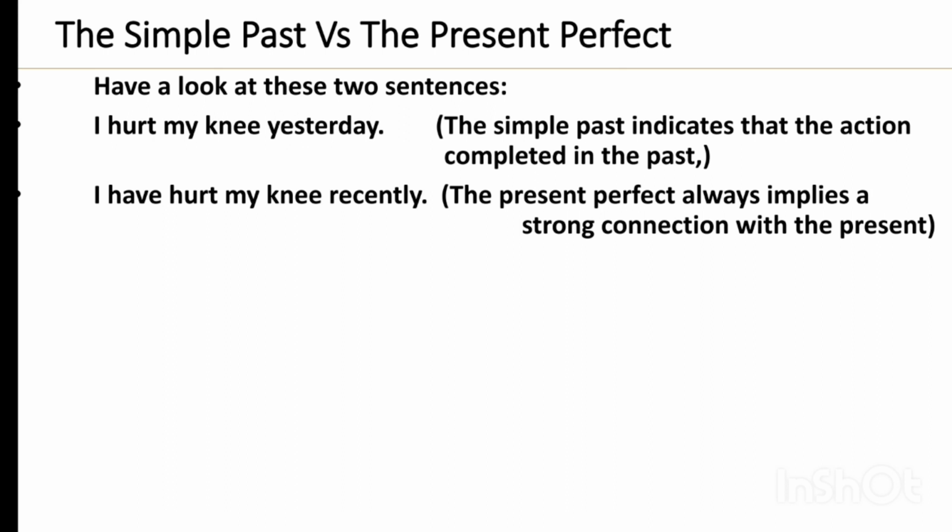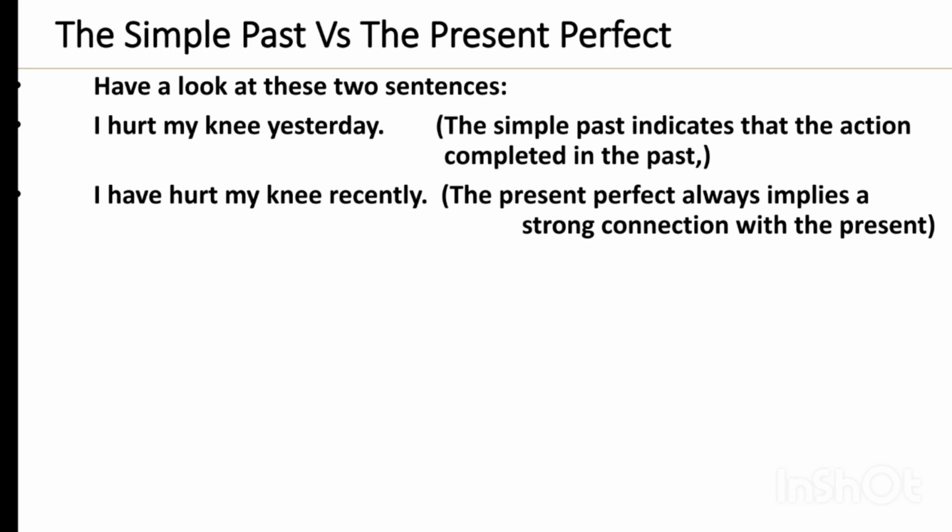So come to the point: the simple past versus the present perfect. Have a look at these two sentences. The first sentence is, I hurt my knee yesterday, and the next sentence is, I have hurt my knee recently. The first sentence is in past indefinite, or the simple past, and the next sentence is in present perfect. The simple past indicates that the action was completed in the past at a definite point of time, which means it is not connected to the present.